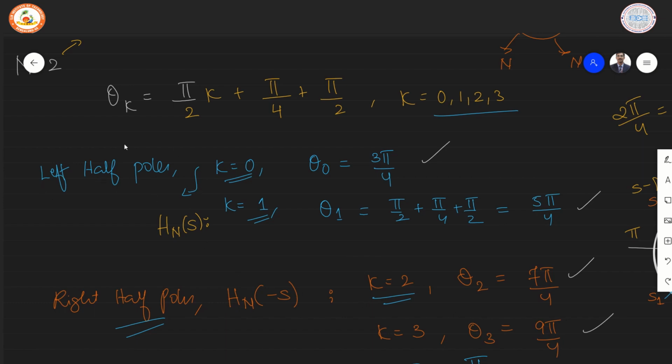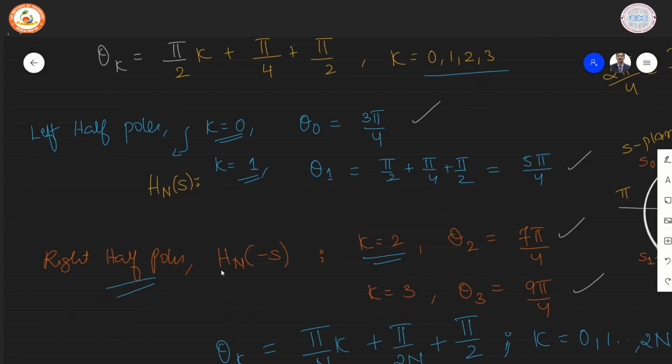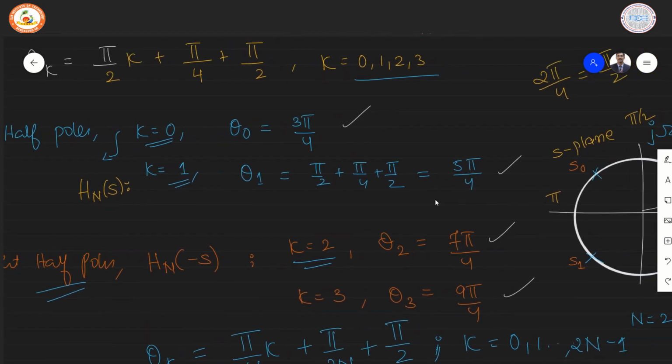Let us say that k equal to 0 and k equal to 1 belong to the left half of the complex plane, that is the term Hn of s. Similarly, the terms corresponding to k equal to 2 and k equal to 3 are associated with the right half poles, that comes for Hn of minus s. The scheme where we are illustrating this can be observed from the diagram.